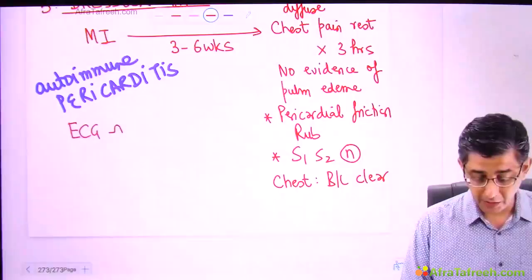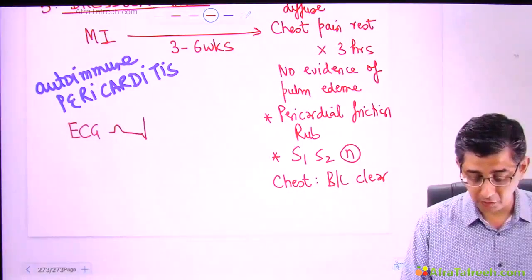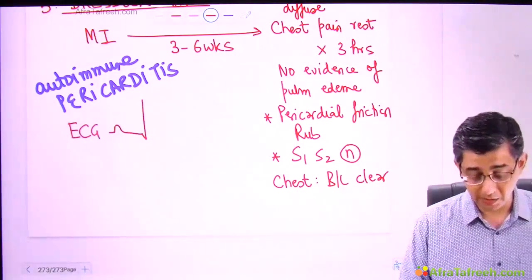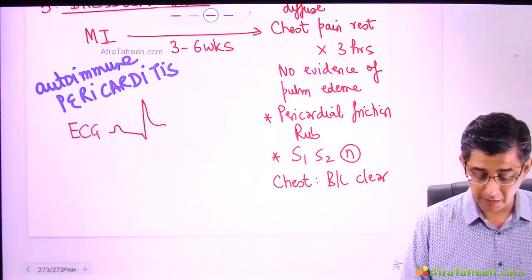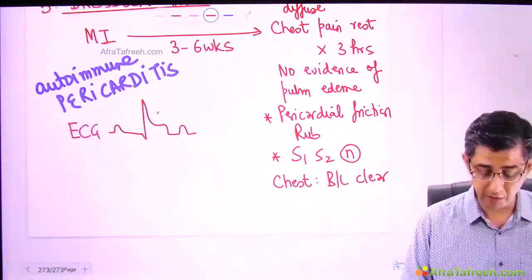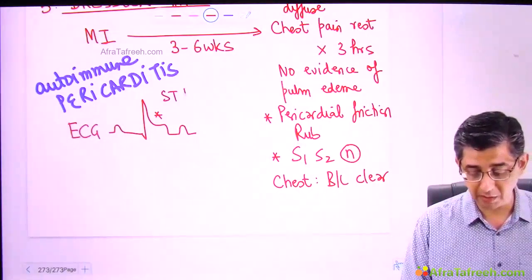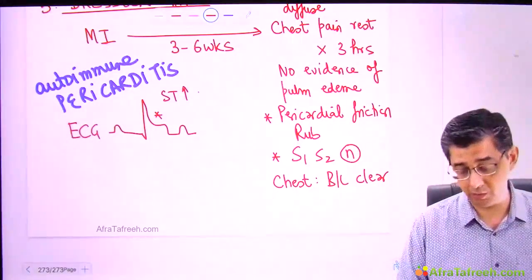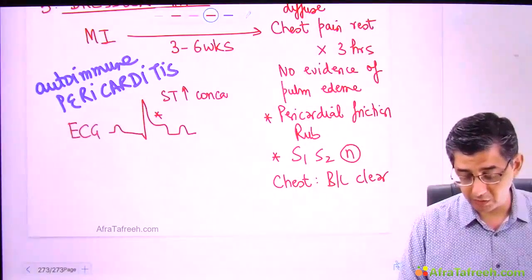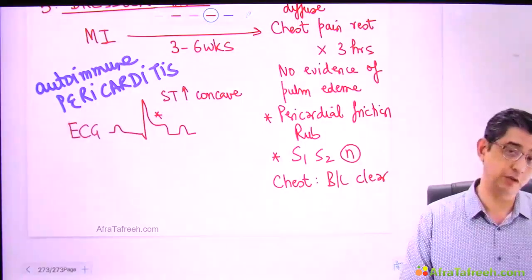So to be sure about my diagnosis, I decided to do an ECG and biomarkers. When I did the ECG, I noticed a very interesting finding of ST elevation, but this ST elevation was not convex. It was concave in the upward direction. You can very well see the slight difference in the ST segment elevation that I've shown at the moment. In MI, it is always convex, but in pericarditis, it is always concave.